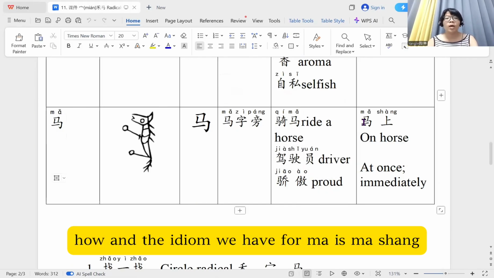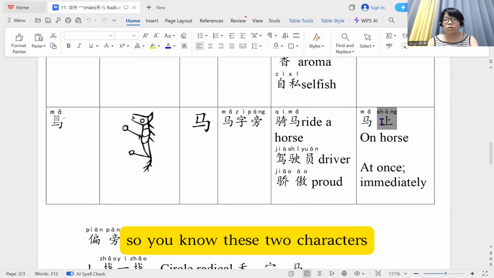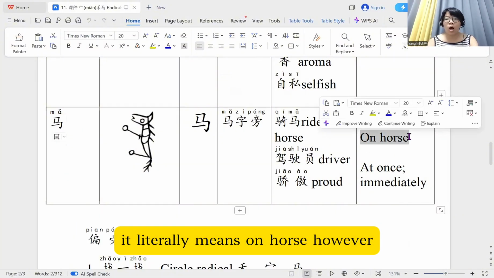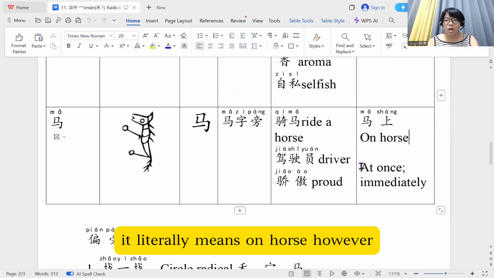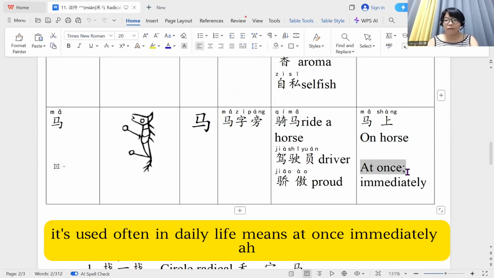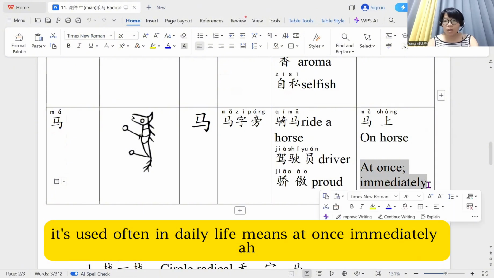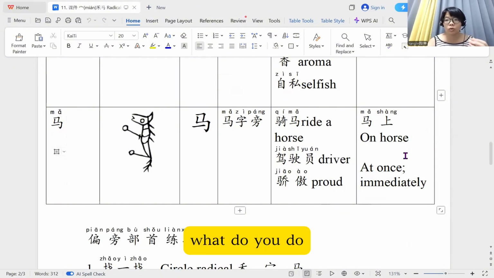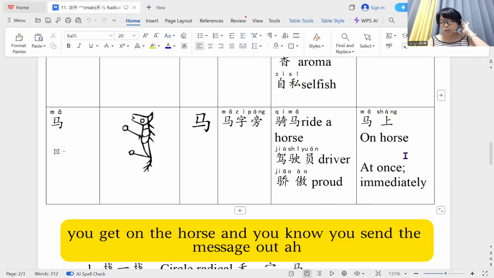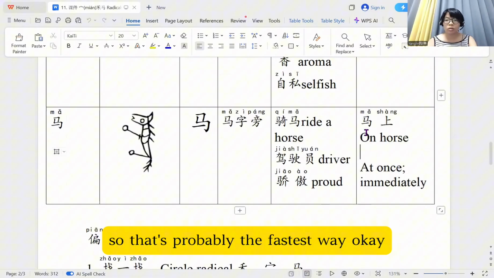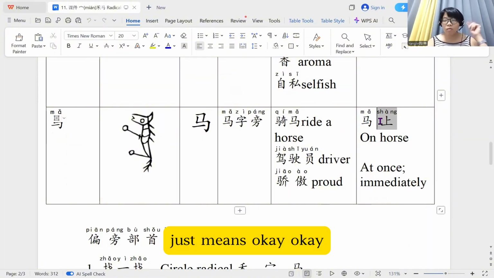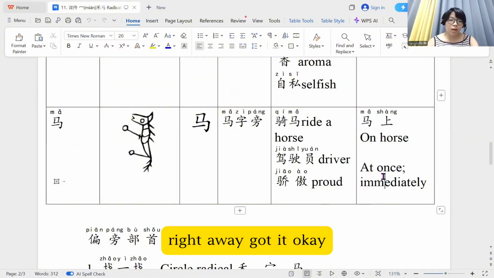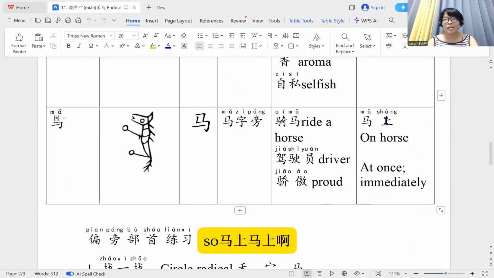And the idiom we have for 马 is 马上. You know these two characters. It literally means on horse. However, it's used often in daily life to mean at once, immediately. Because in old times, if you wanted to do things really fast, you would get on a horse and send the message out. That's probably the fastest way. So now 马上 just means, okay, right away, got it. Okay, I'm coming. 马上.